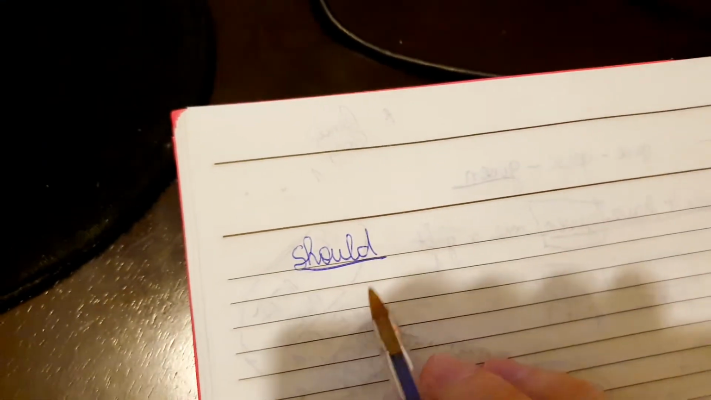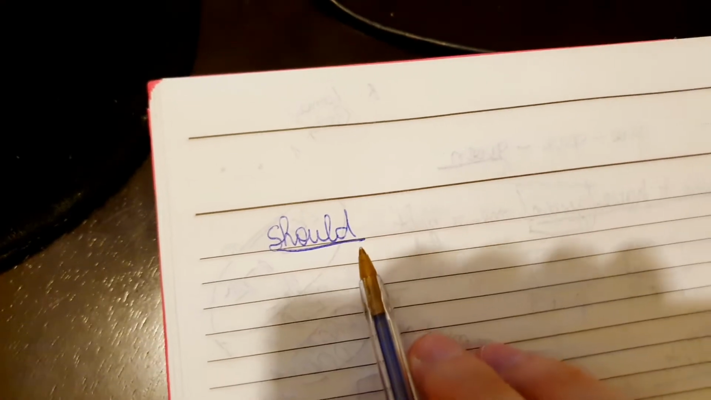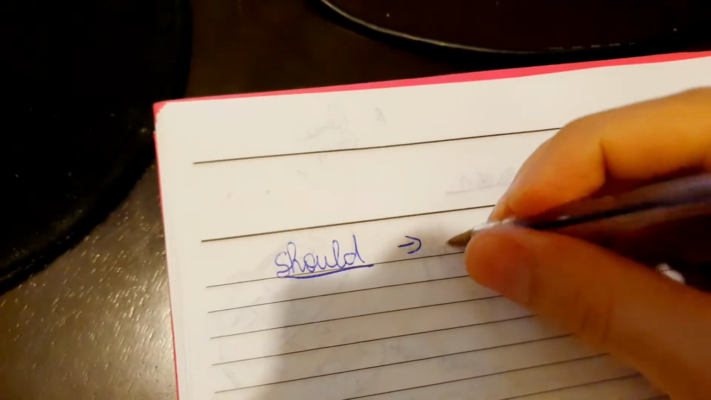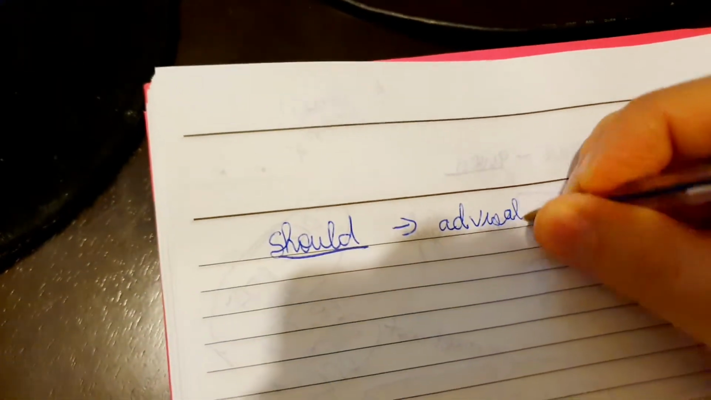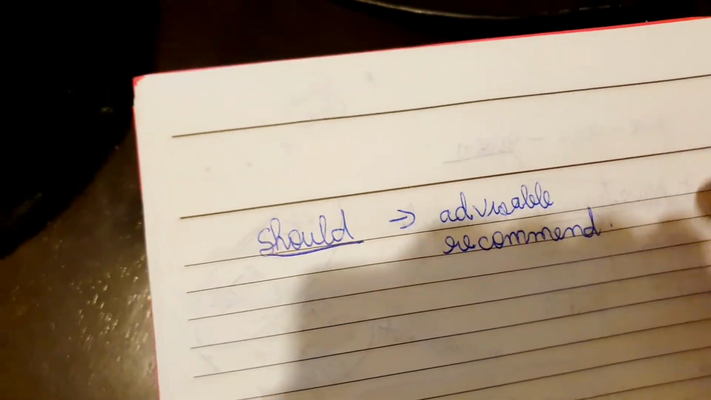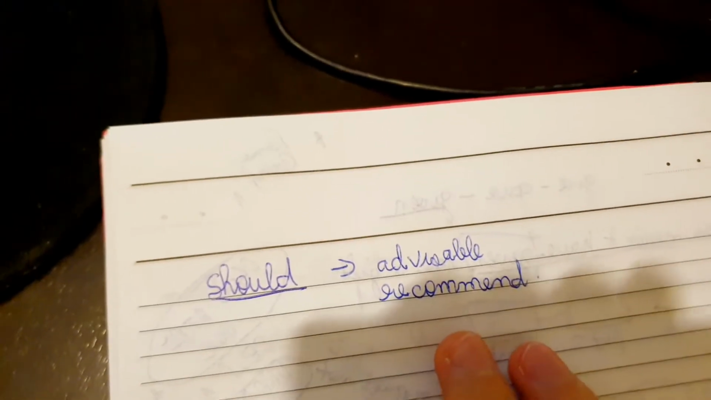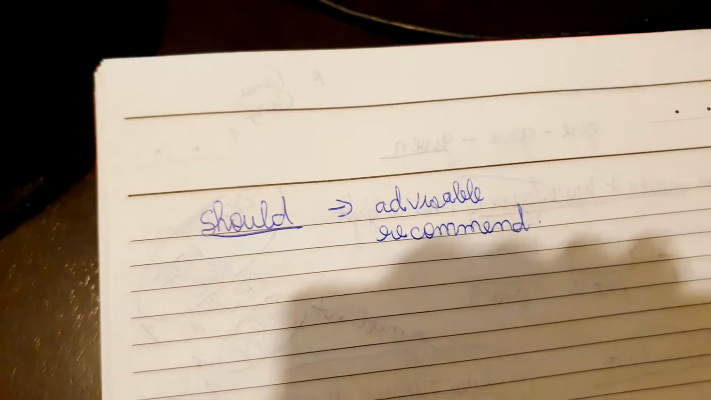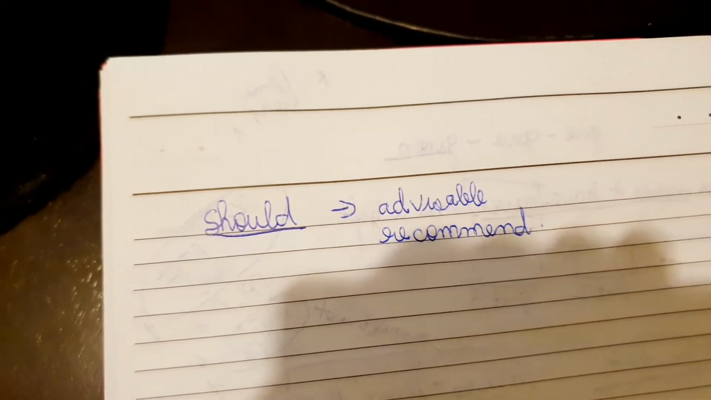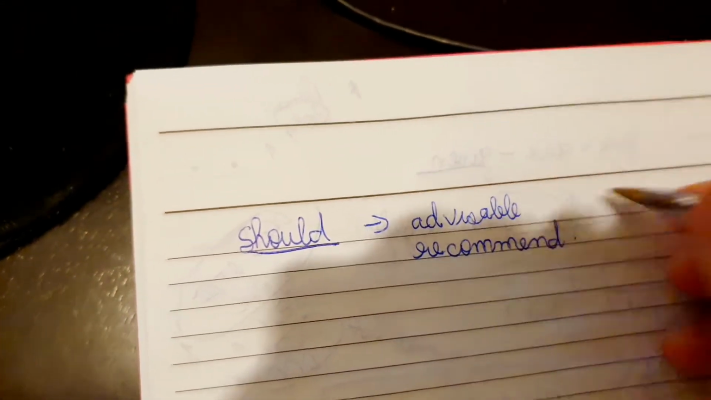So the verb should. When I tell you, you should do something, what does it mean? It means it's an advice, it's advisable to do. I recommend that you do something. It's a piece of advice, okay? It's the right thing you should do. It's a good thing or right thing, and you are supposed to do it because it's recommendable, it's advisable.